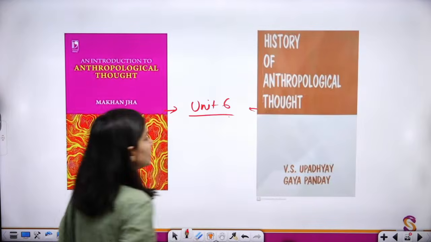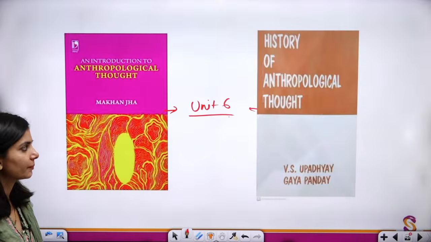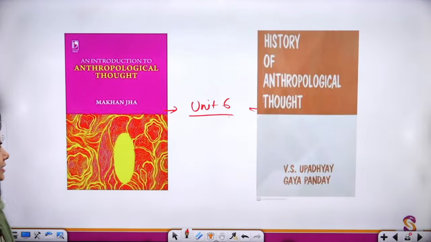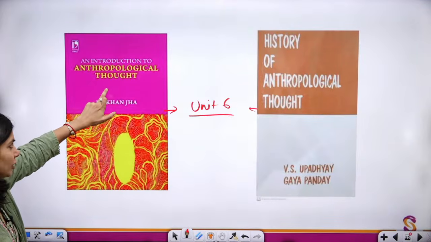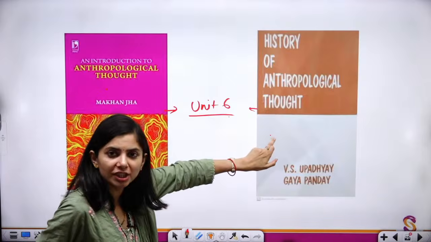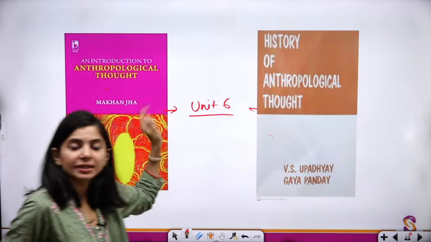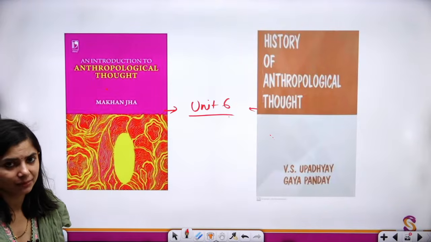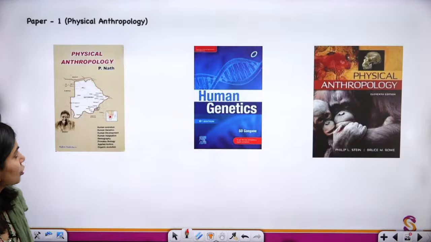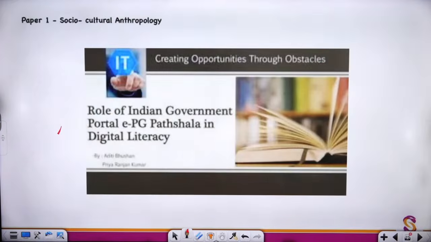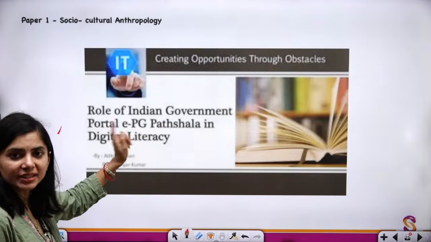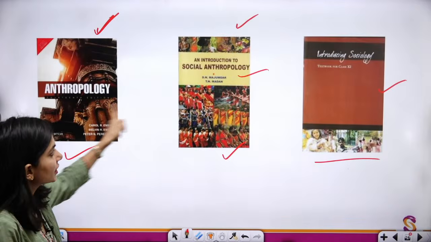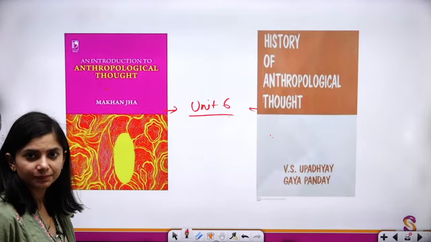And this unit 6 is part of what? Socio-cultural anthropology. So that's what you need to understand, that Introduction to Anthropological Thought and History of Anthropological Thought, these two parts are part of your paper 1 socio-culture. So to cover socio-cultural anthropology, I am referring to the IGNOU e-Pathshala, these 3 books and these 2 books.